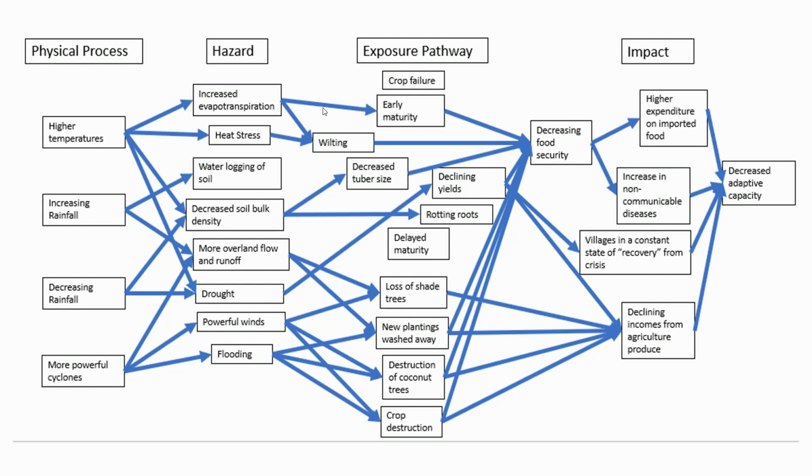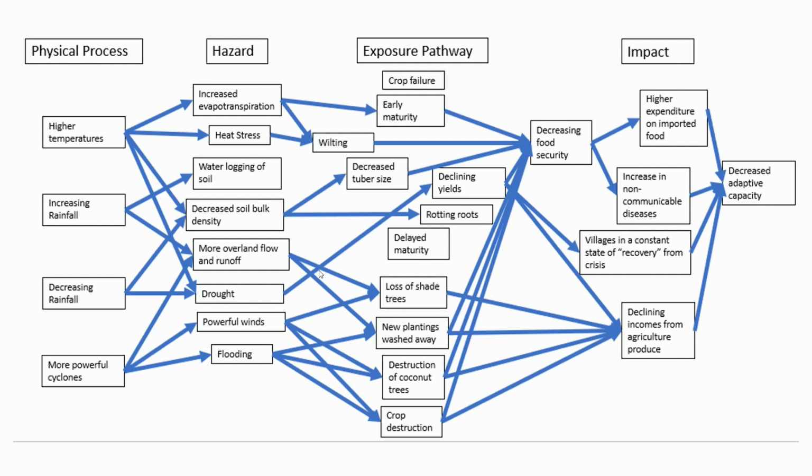Well, according to our vulnerability assessments, our village work that we did in this particular country, it leads to early maturity of some species, but also wilting. That means that the leaves die, right? Heat stress also can contribute to wilting. The decreased bulk density leads to decreased tuber size. So in the sweet potatoes that people grow for subsistence, they're smaller. And also rotting roots.